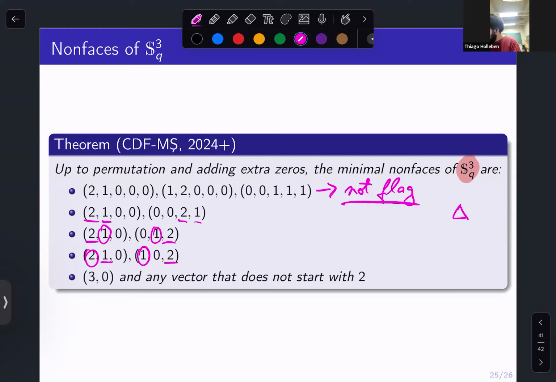And if you take 3, 0, and you try to make it adjacent to anything that doesn't start with a 2, it won't work. Okay, so this is a complete list of the minimal non-faces. If you actually try to write everything, it becomes 10 minimal non-faces. But that's the complete list. For the facets, there's 5 types of facets, but their description is less clear.